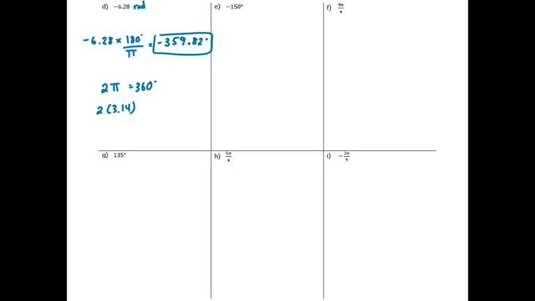All right, I'll let you guys finish up the rest of these on that page. The answer key will be posted online under the lecture notes answer key.